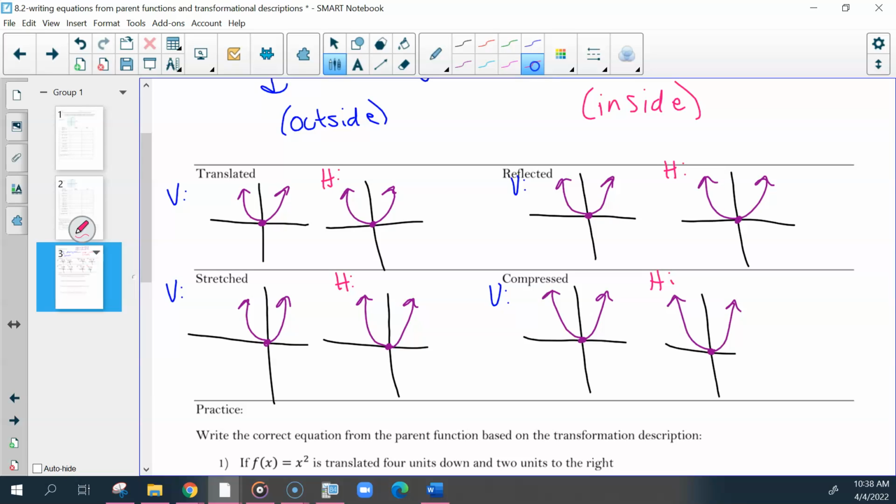If you want to go ahead and label them all as V and H, you can do that. You don't have to do that. It may help you to do that.